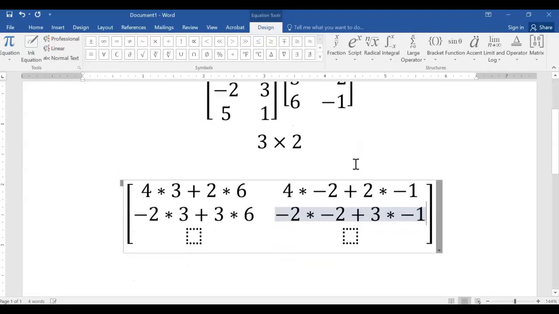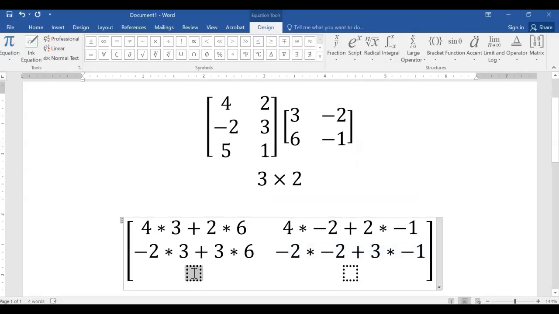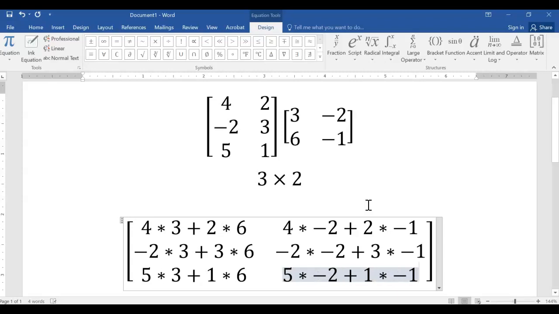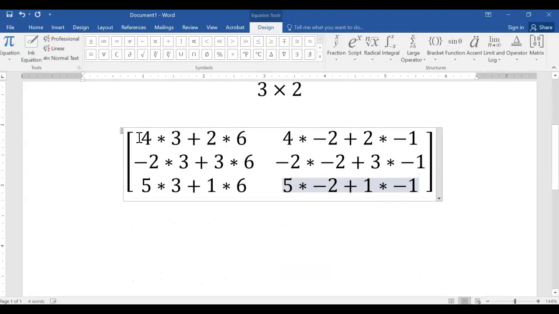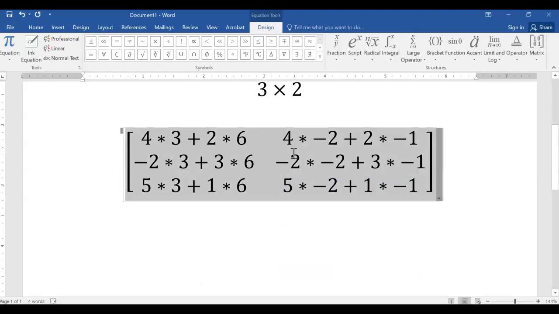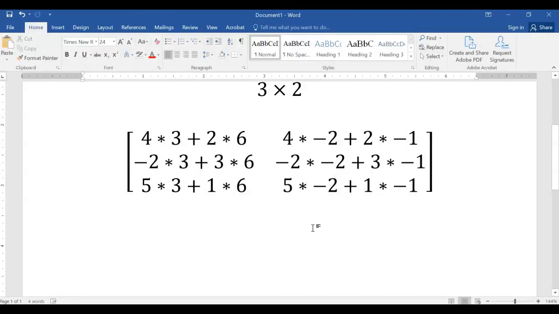I think I screwed up on that a couple of times, but that's okay. All right, 5, 1 times 6, 3, 5 times 3, 1 times 6. 5 times 3 plus 1 times 6, add them up. And then 5, 1 times negative 2, 1, 5 times negative 2 plus 1 times negative 1. Okay, and then when we simplify that, I'm just going to copy and paste so we can simplify it a little bit easier.